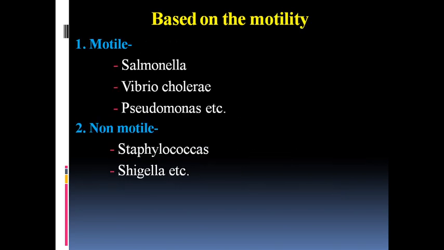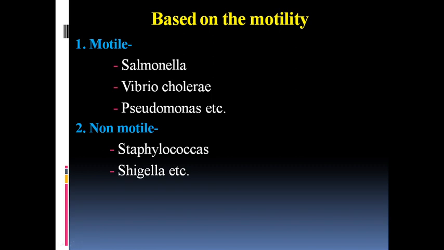Next, moving on to the classification based on the motility. Motility means movement. So the bacteria will be two types. The bacteria which will move, we will call it as motile bacteria. The bacteria which are not moving, we will call it as non-motile bacteria.